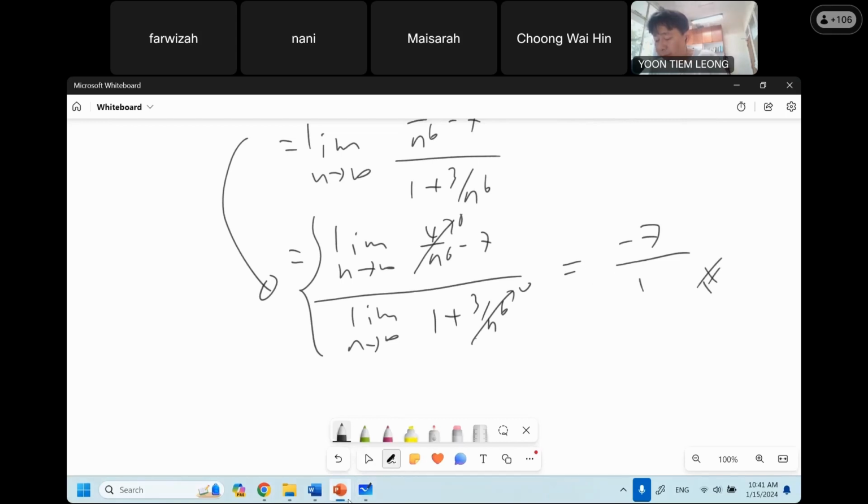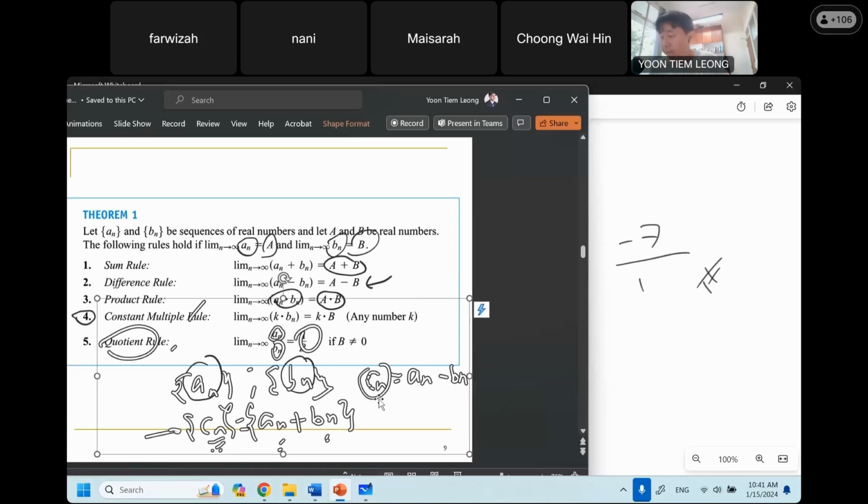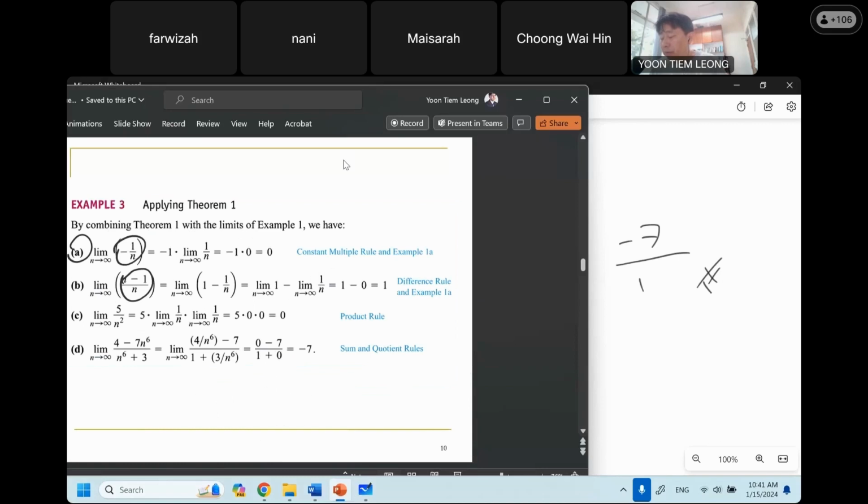So up to this point, we have learned a few examples of applying theorem 1. And finally, we are able to work out the limit of these few example sequences.